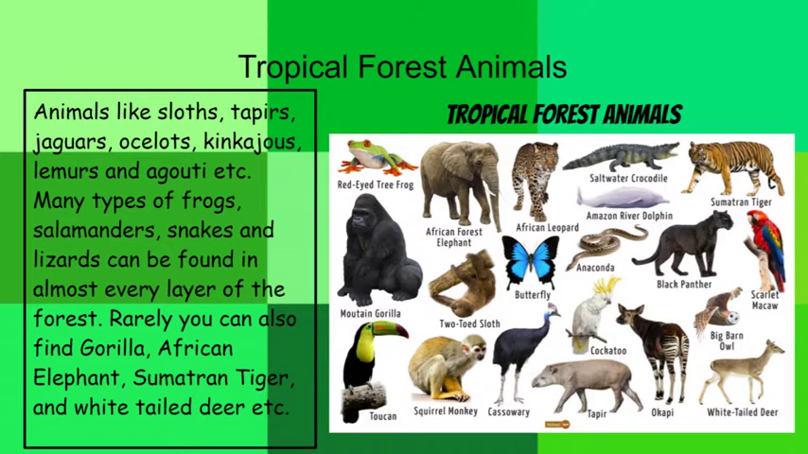Tropical forest animals. These are the tropical forest animals. Animals like sloths, tapirs, jaguars, ocelots, kinkajous, and lemurs, and agouti, etc. Many types of frogs, salamanders, snakes, and lizards can be found in almost every layer of the forest. Rarely, you can also find gorillas, African elephants, Sumatran tigers, and white-tailed deer, etc.